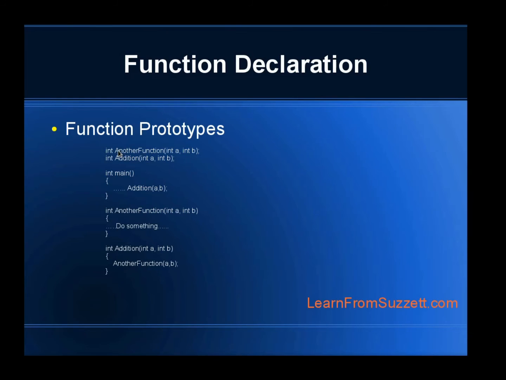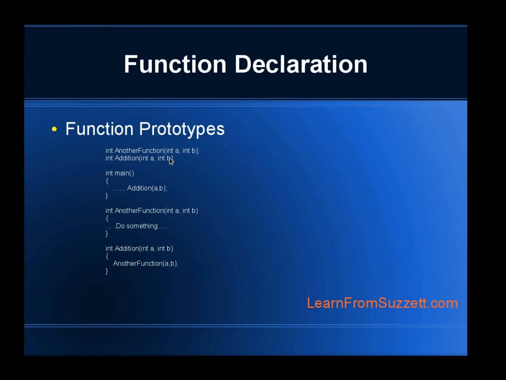So basically you can also say another function, int addition(int, int). You don't have to say that it's going to be a or it's going to be b. You can just say that, okay, I'm going to have this function and it's going to take this kind of arguments. That's all you're going to be declaring, and you put a semicolon after that.